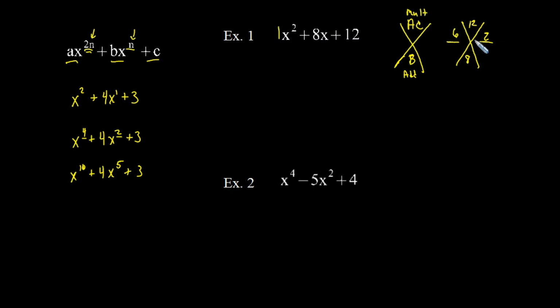Then we divide by the value of a, which in this case is 1. This bottom number gives you the coefficient of x in your binomial factor, and the top number is the constant that is added to it. So we have 1x plus 6 and x plus 2. That's a traditional quadratic trinomial.